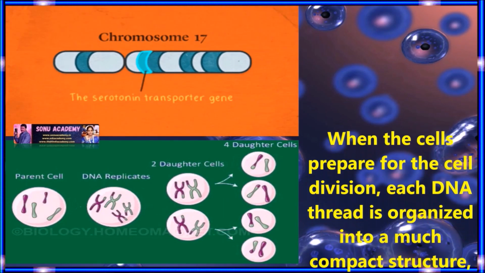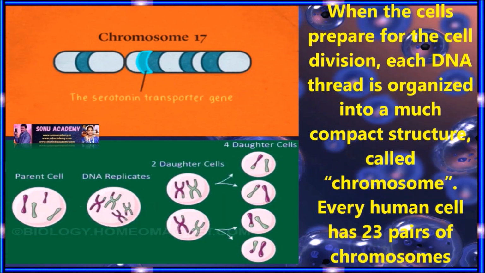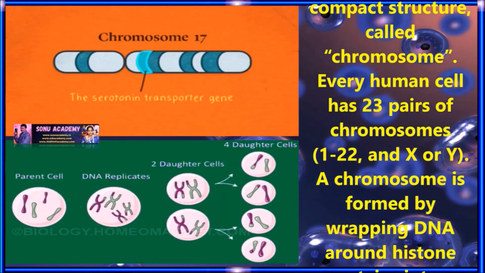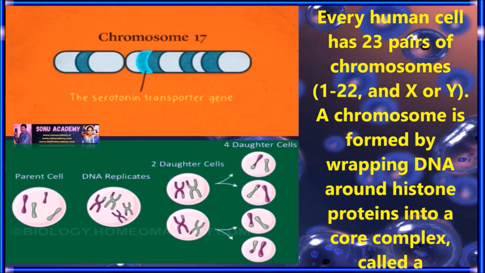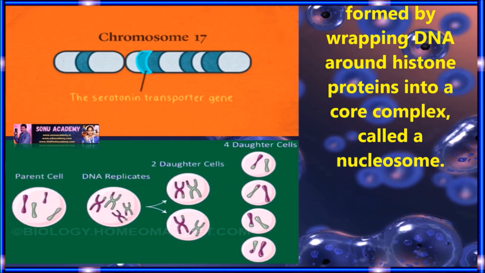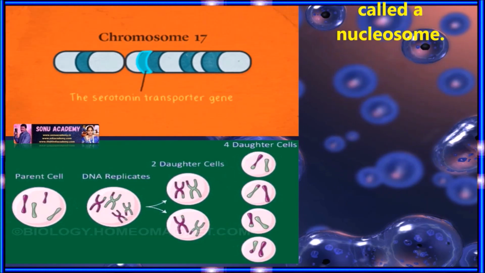Chromosomes. When cells prepare for cell division, each DNA thread is organized into a much more compact structure called a chromosome. Every human cell has 23 pairs of chromosomes. A chromosome is formed by wrapping DNA around histone proteins into a core complex called a nucleosome.